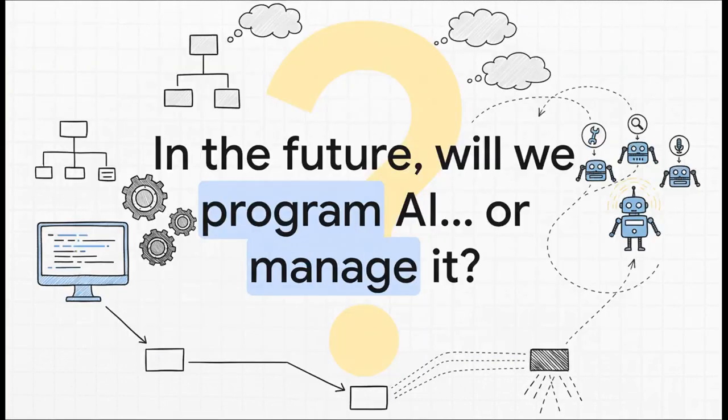And as these systems get more and more sophisticated, evolving from simple tools into what look like collaborative teams, it leaves us with a really fascinating question to think about. In the near future, will our main job be to program AI or to manage it? It really seems like our role is shifting from being a coder to being more of an orchestrator, a manager of intelligent, autonomous teams.